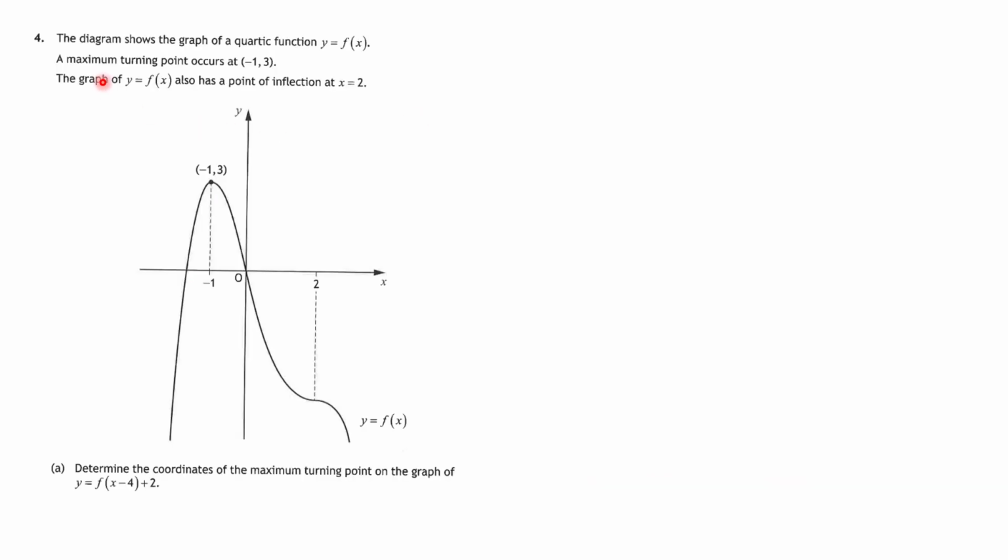Question 4. The diagram shows the graph of a quartic function, y equals f of x. It has a maximum turning point at (-1, 3). The graph of y equals f(x) also has a point of inflection at x equals 2, that's down here. So we want to determine in part A the coordinates of the maximum turning point of the graph of y equals f(x minus 4) plus 2.